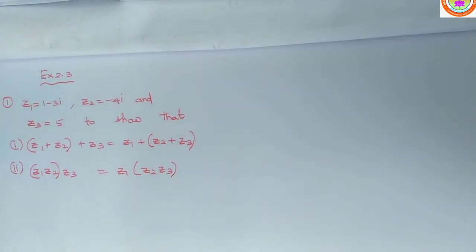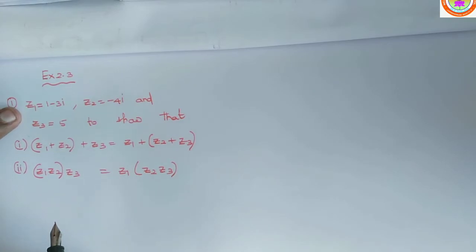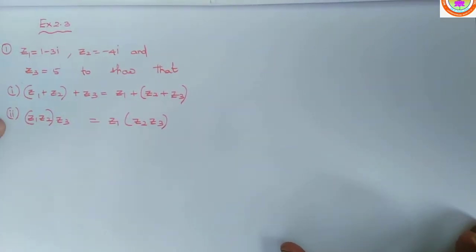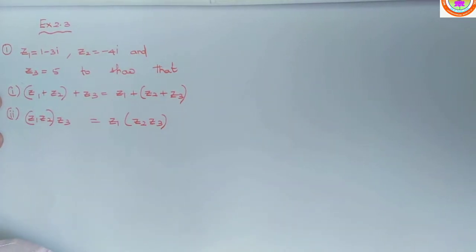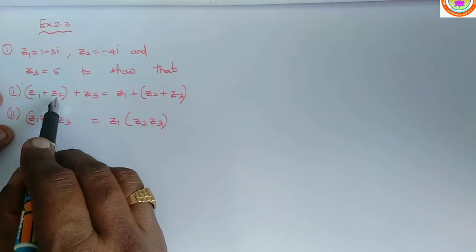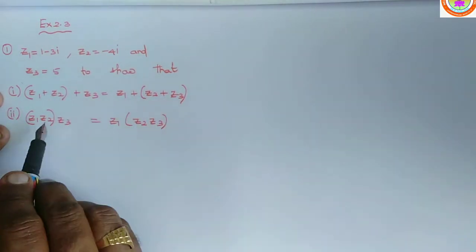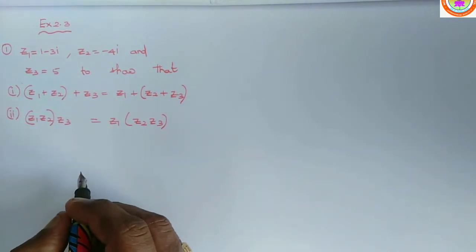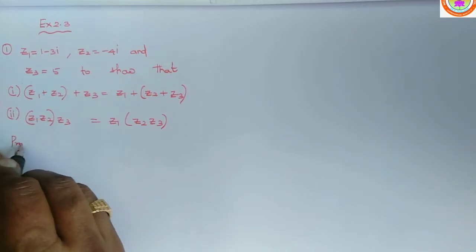Exercise 2.3, first sum. Z1 is 1 minus 3i, Z2 is minus 4i and Z3 is equal to 5. To show that Z1 plus Z2 plus Z3 is equal to Z1 plus Z2 plus Z3, and Z1 into Z2 into Z3 is equal to Z1 Z2 into Z3. This is the associative property under addition, and this is the associative property under multiplication. Both associative properties I need to prove. Therefore, proof of subdivision 1.